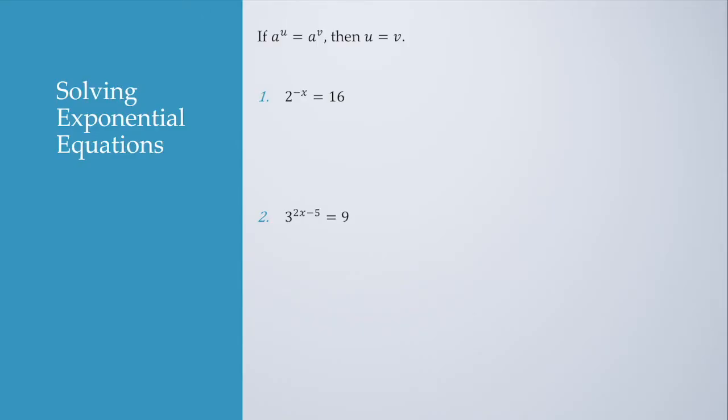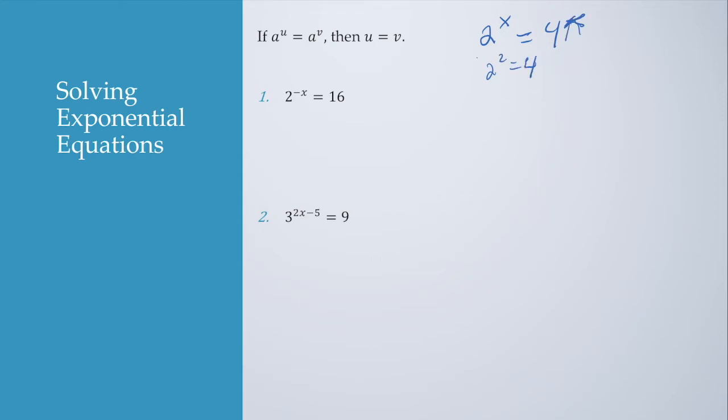Next, let's talk about solving exponential equations. If I have a to the u equals a to the v, then u equals v, right? That has to make sense. And let me do a simple example for us. If I have 2 to the x is 4, what's x going to be? 2 to the what is 4? Well, that's 2, right? So I have 2 squared is 4.